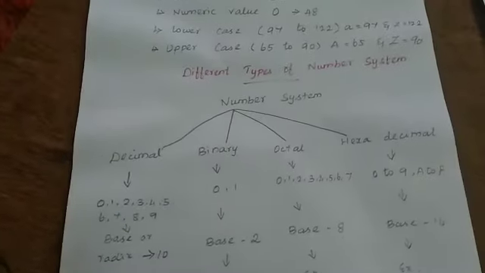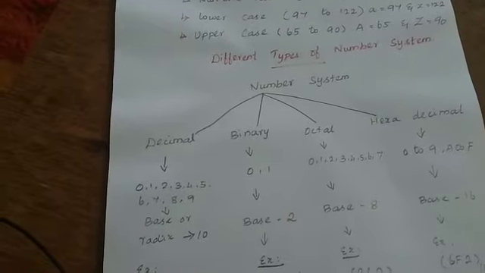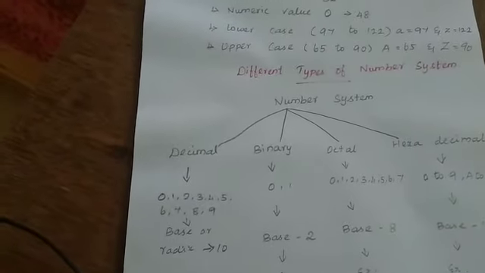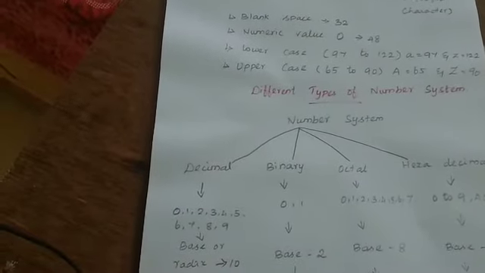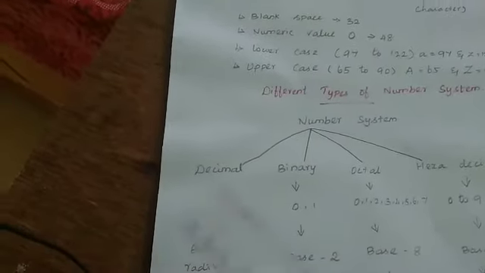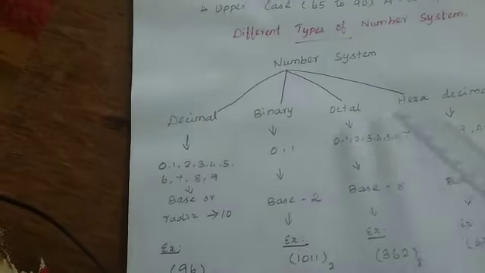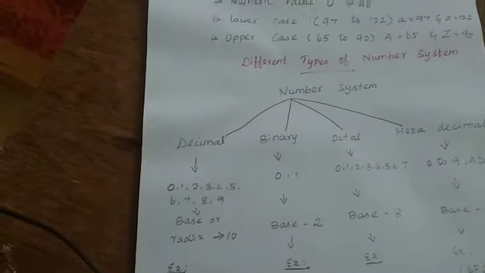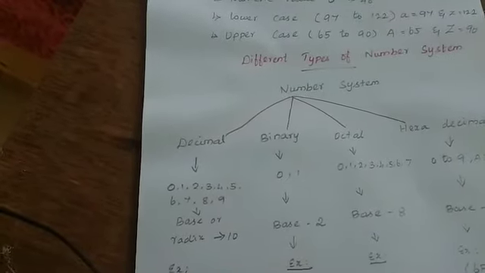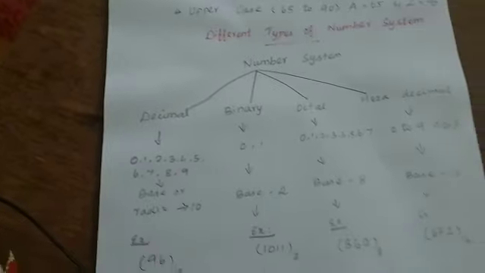In our computer, we are using different types of number systems to convert the data. The number system is classified into 4 types. The first one is decimal, then binary, octal and then hexadecimal.